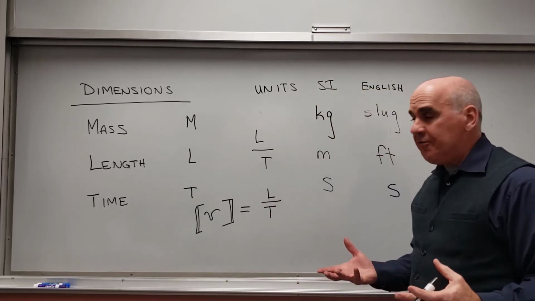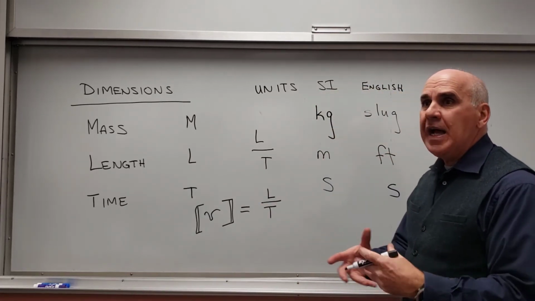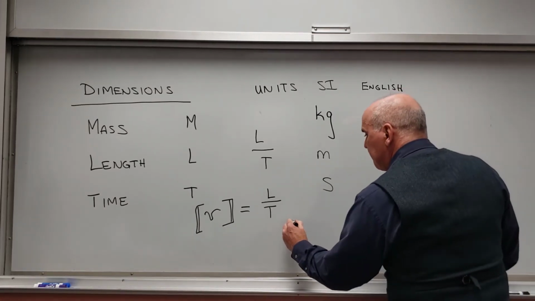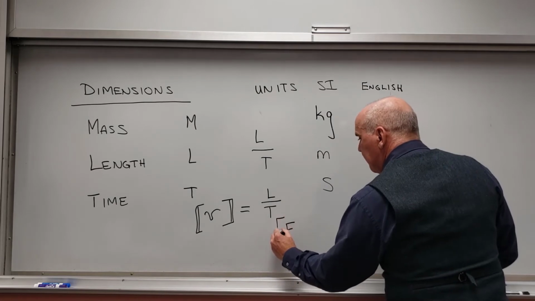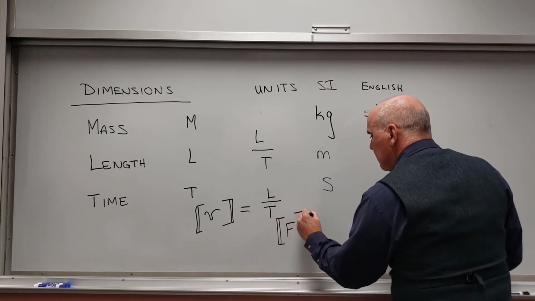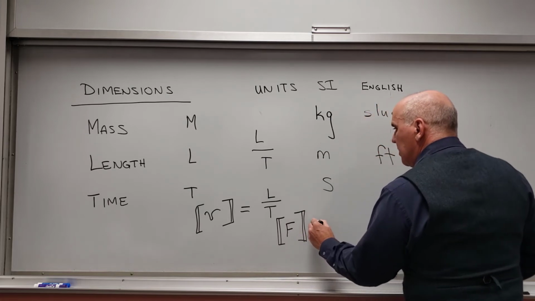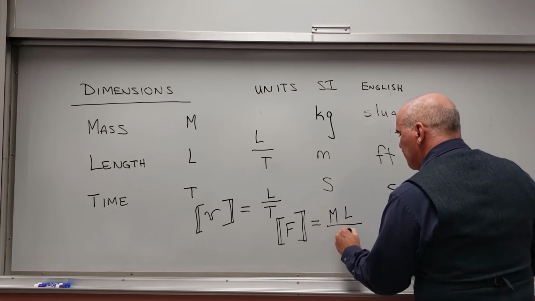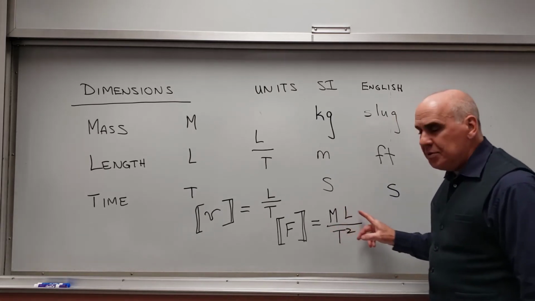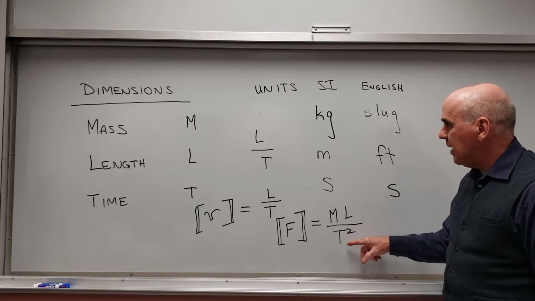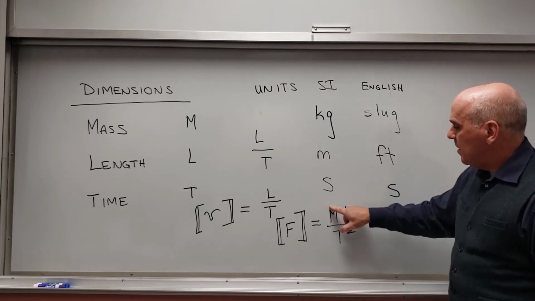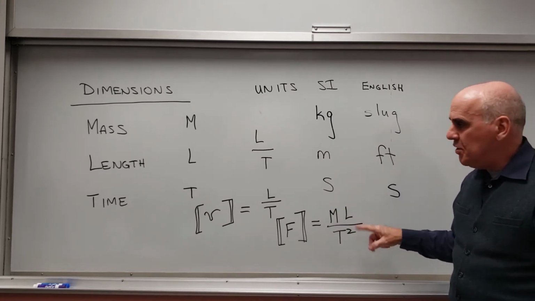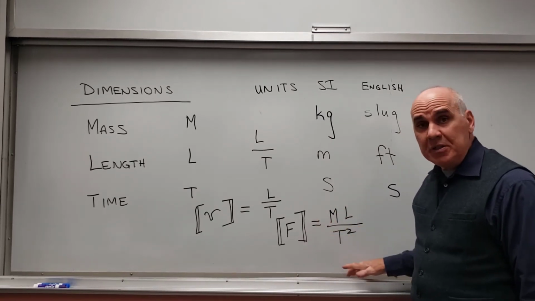I can do the same thing for other values like force. We talked about weight. Weight is a force. So force, okay, the fundamental dimensions of force are mass times length all over time squared. That's the dimensions of force. Mass times length over time squared. So kilograms, meters per second squared. Kilogram meters per second squared would be the units for force, the fundamental units for force.